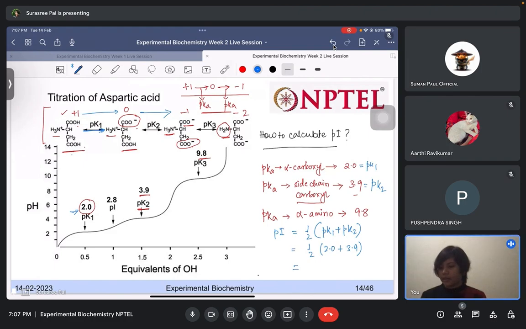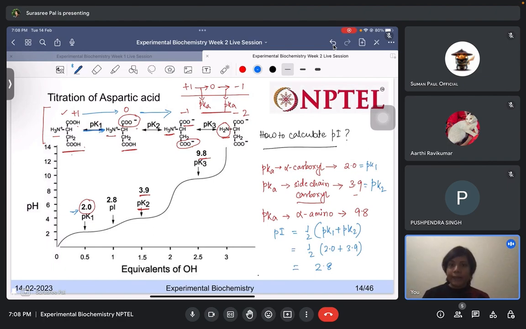Yes, approximately like that. So it's around 2.8 or something, right? So that is the pI of the aspartic acid, right? So here again I'm just going through it once more.